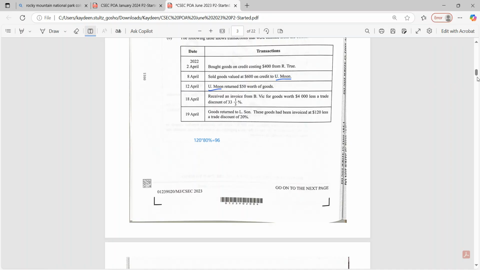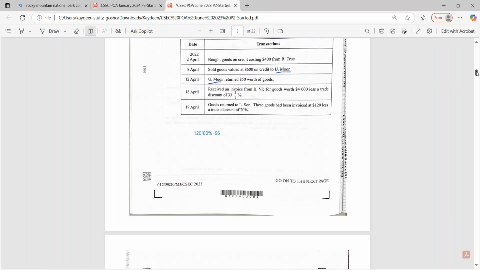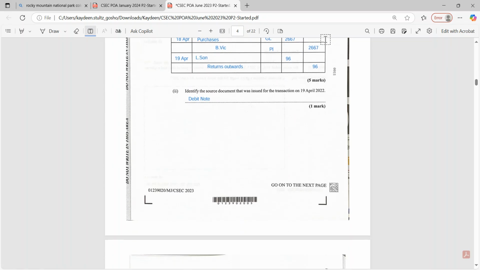All right? And therefore, we will debit Elson. And that is what we do here. 19th of April, Elson, we debit him to show that the amount that we owe to him is decreasing. And we credit returns outwards to show that our goods is also decreasing. And that is our general ledger.